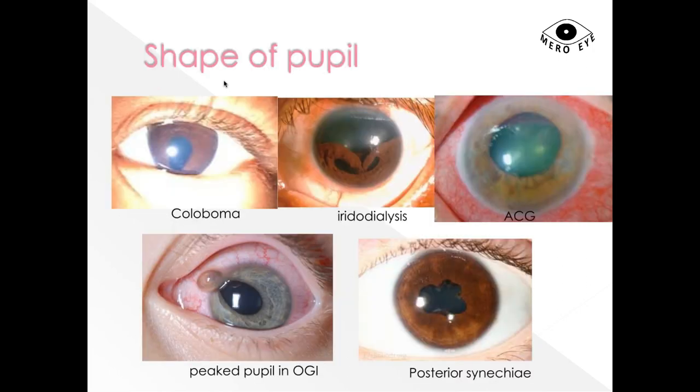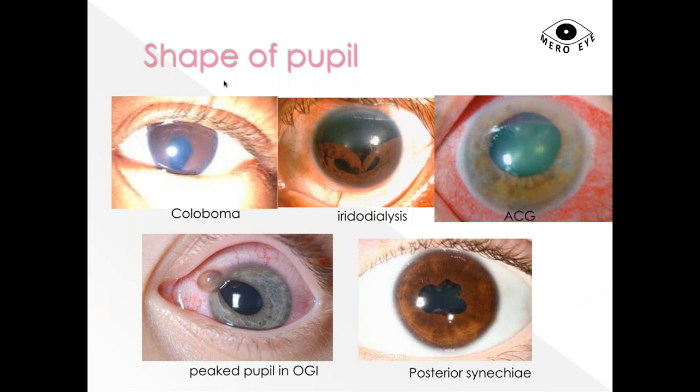Now the second thing we see when we look at the pupil is the shape of the pupil. As we have already discussed, the pupil should normally be central and round. But in some pathological conditions, the pupil may be abnormal in shape. In the first photograph, we can see a keyhole pupil because there is absence of iris tissue at the inferior 6 o'clock position, giving it the classical keyhole appearance because of the presence of an iris coloboma.